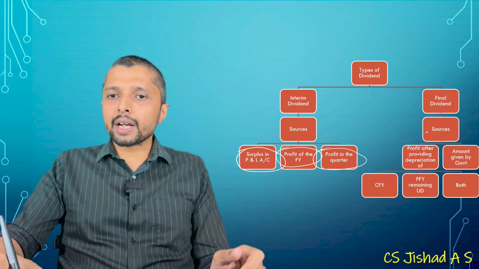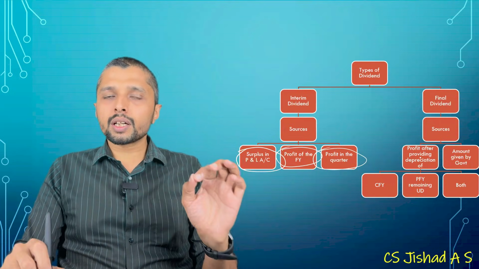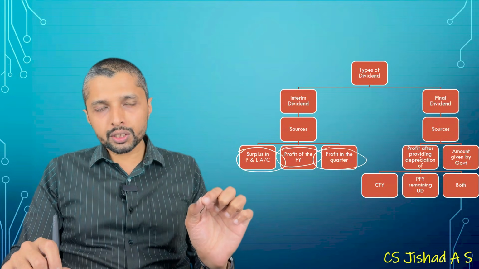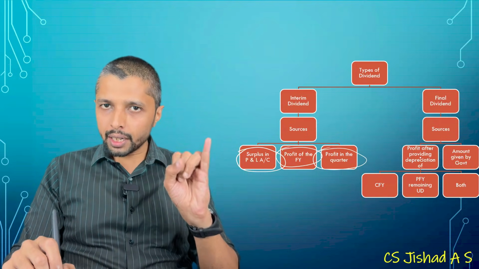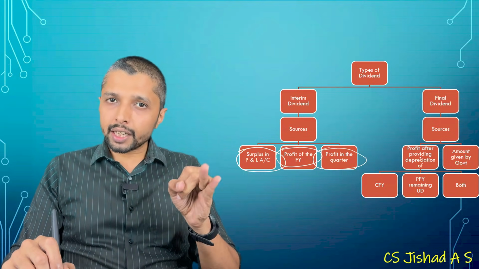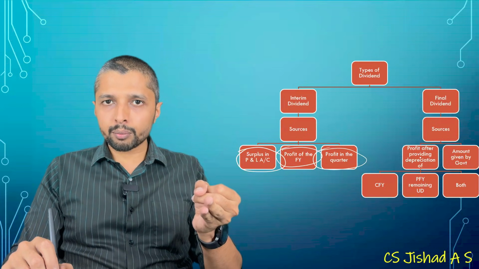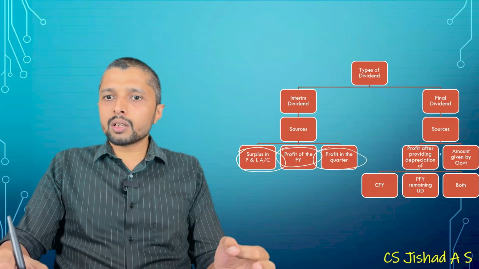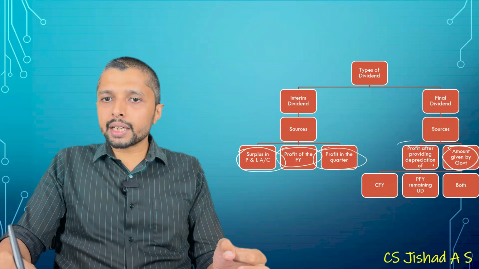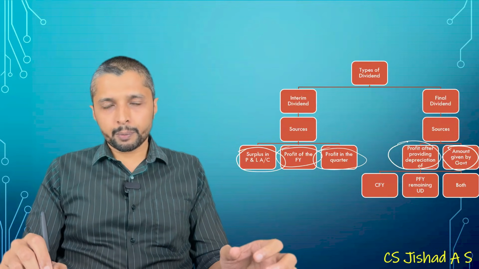With respect to your final dividend, there are two sources. Number one is profit after providing depreciation as per Schedule 2 of the current financial year, or preceding financial year or years remaining undistributed, or out of both, or the amount which is given by the government to the company.